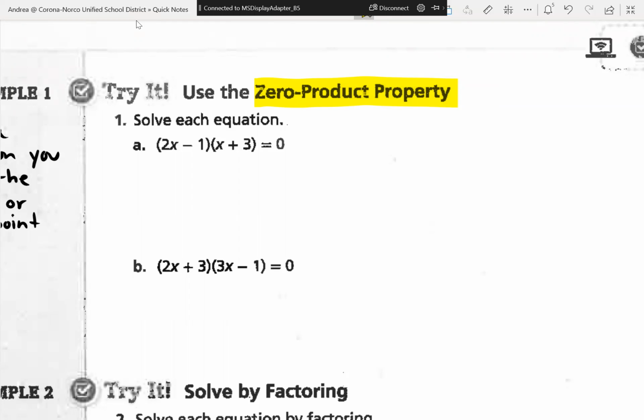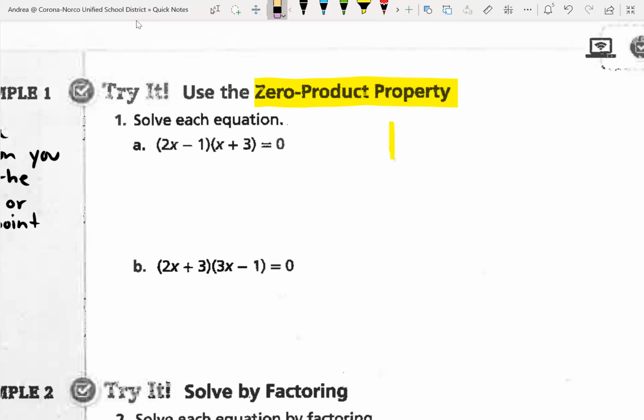If I'm multiplying two things, in this case I have two binomials, 2x minus 1 and x plus 3. If I want my solution to be 0, one or both of those need to be 0. Does that make sense? Okay, so we need to determine which one is 0, or are they both 0? In order to do that, you just separate the factors and solve. So that's step 1.